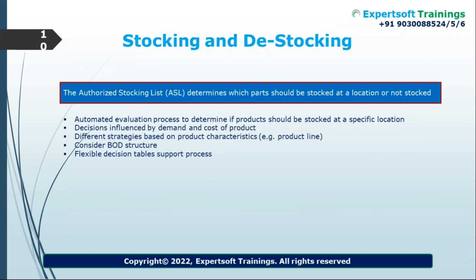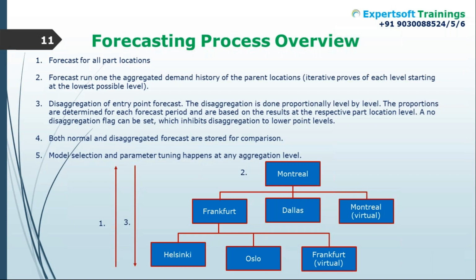We are talking so much about stocking and destocking. It's pretty straightforward by looking at the definition itself, right? Whether you want to stock that part in a particular location or not. So how do you decide it? There are functionalities available in SPP, and that is defined by how much your demand is and what the cost of the product is, and based on that, certain algorithms decide whether stocking or destocking has to be there or not. So that comes under inventory planning as well.